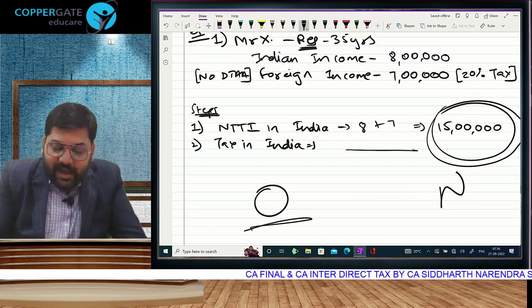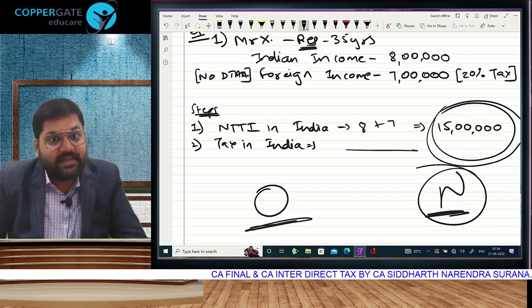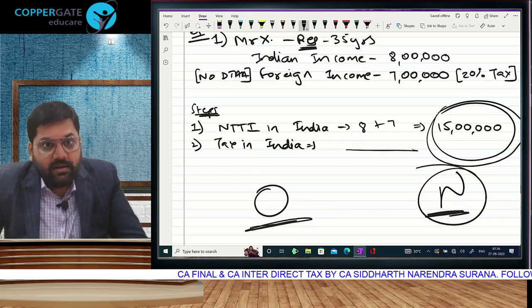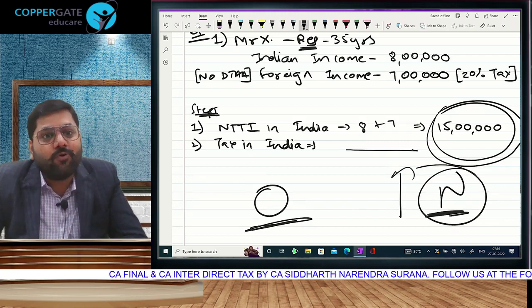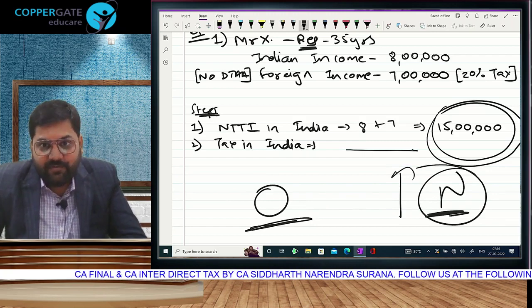Okay. Why do we calculate old and new both? In new, rates are less. Rates in new are lower. But income is higher, no? Because we forego tax benefits. That is why we have to calculate both.